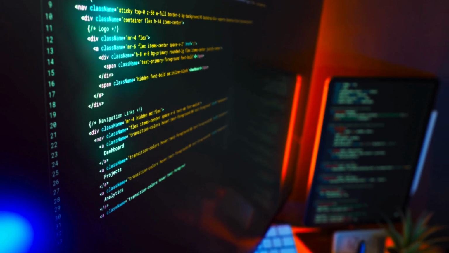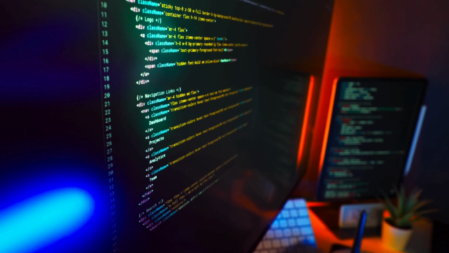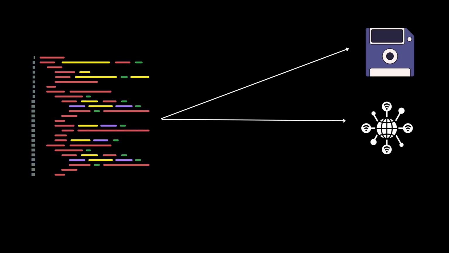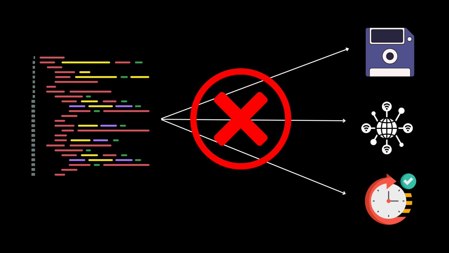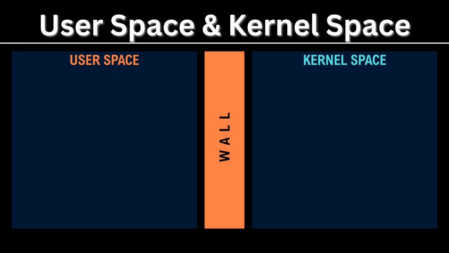Every line of code you have ever written cannot interact with hardware directly. It can't write to disk, can't open a network connection, and can't even ask the clock what time it is, not on its own. The hardware is completely off limits, and that's by design and not an accident. Today, we are going to understand exactly why that wall exists and the one mechanism that lets your code cross this boundary.